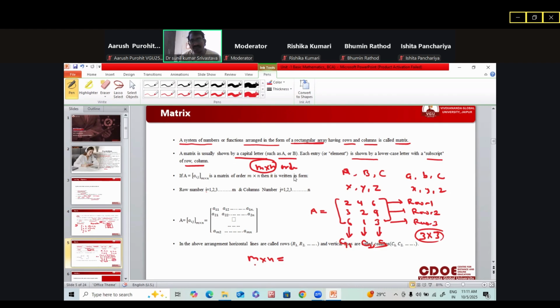The first number denotes the rows and the second number denotes the columns. So this is the order of the matrix. We have written here a matrix of order n by n in this form. How do we represent its numbers, its elements? How do we denote them?